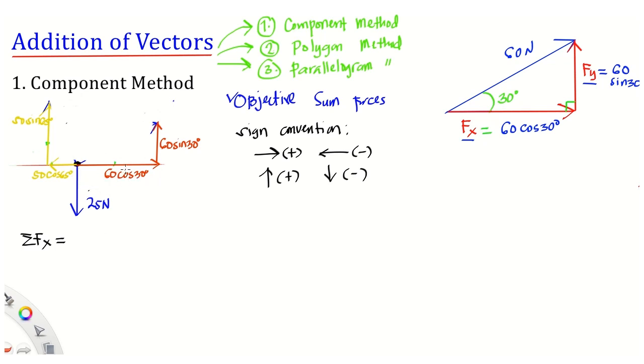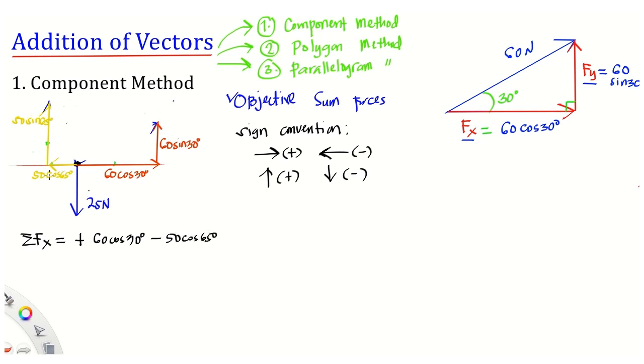Now, 60 cosine 30 is acting to the right. So the sign convention is positive, so we're going to use positive 60 cosine 30. While this one is pointing towards left. So what does the sign convention say? When the force is directing towards left, then it is negative. So therefore, this force is negative 50 cosine 65.